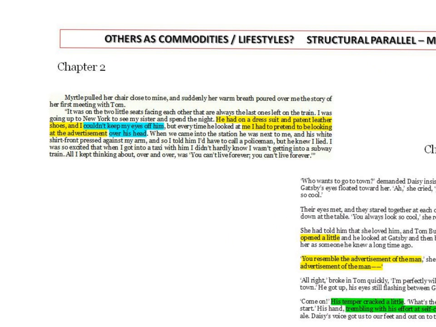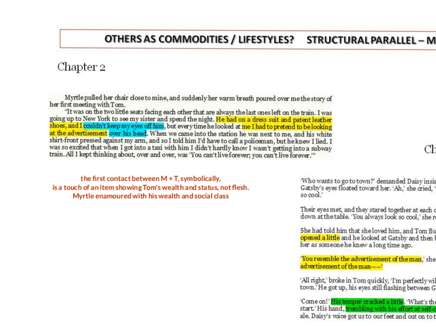And Myrtle notes that he, Tom, had on a dress suit and patent leather shoes, and I couldn't keep my eyes off him. I had to pretend to be looking at the advertisement over his head. Then a little bit further on we get his white shirt front pressed against my arm. Okay, so what we're seeing here is the idea of Myrtle falling in love, in inverted commas, or having amorous desire towards Tom based on his appearance and the wealth and the affluence which is on show in terms of his clothing.